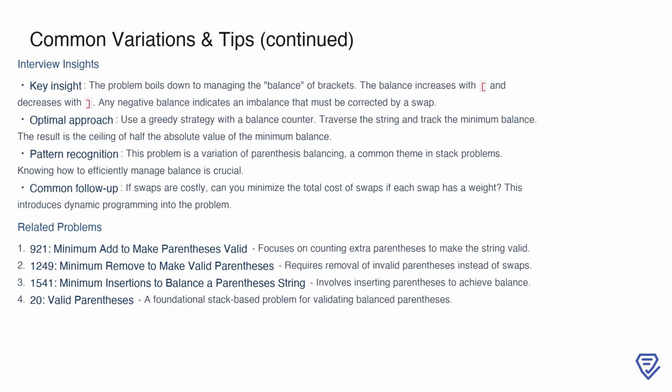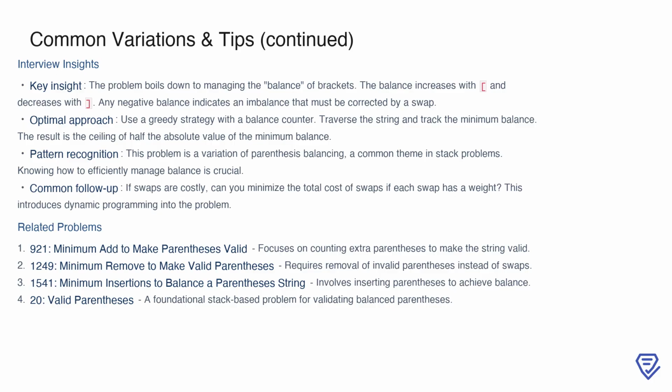Now, let's focus on some key insights and variations often discussed during interviews. The essence of this problem lies in managing the balance of brackets. The balance increases when encountering an opening bracket and decreases with a closing bracket. If the balance ever goes negative, it signifies an imbalance that requires correction via swaps. The optimal solution uses a greedy strategy with a balance counter. As you traverse the string, track the minimum balance. The number of swaps needed can be computed as the ceiling of half the absolute value of this minimum balance.